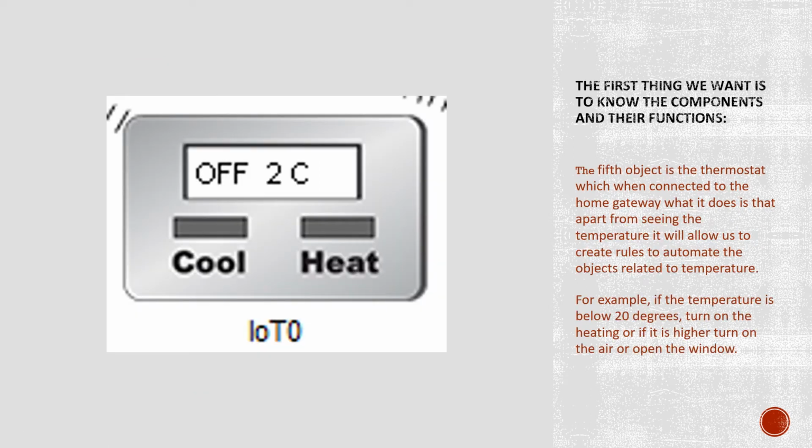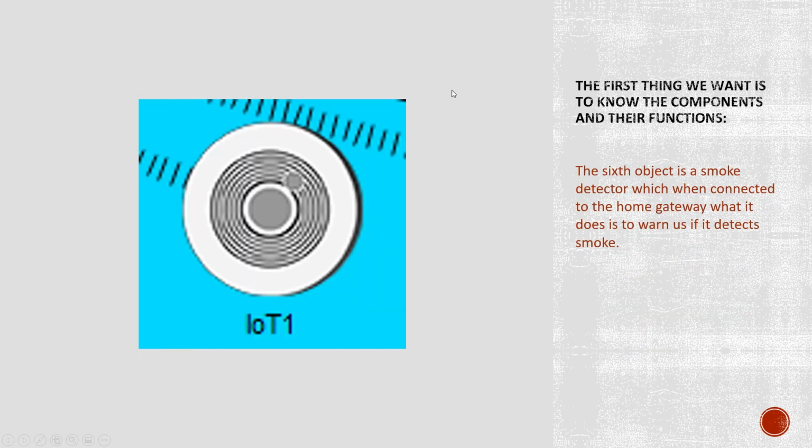The fifth object is the thermostat, which we can connect to the home gateway. What it does is, apart from setting the temperature, it allows us to create rules to automate the objects related to temperature. For example, if the temperature is below 20 degrees, turn on the heating, or if it is higher, turn off the heating or open the window, for example. This is an image of a thermostat inside the program.